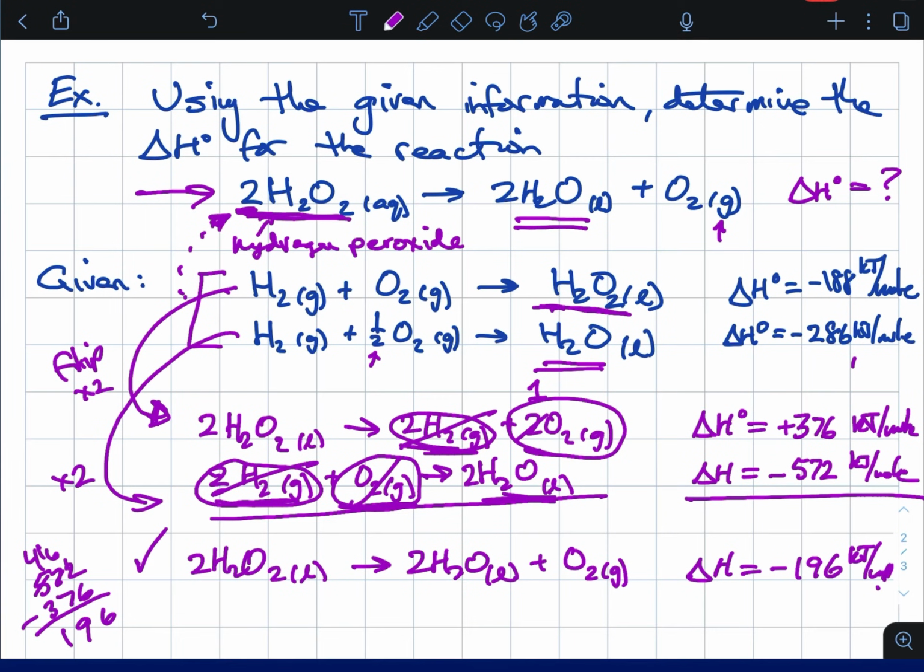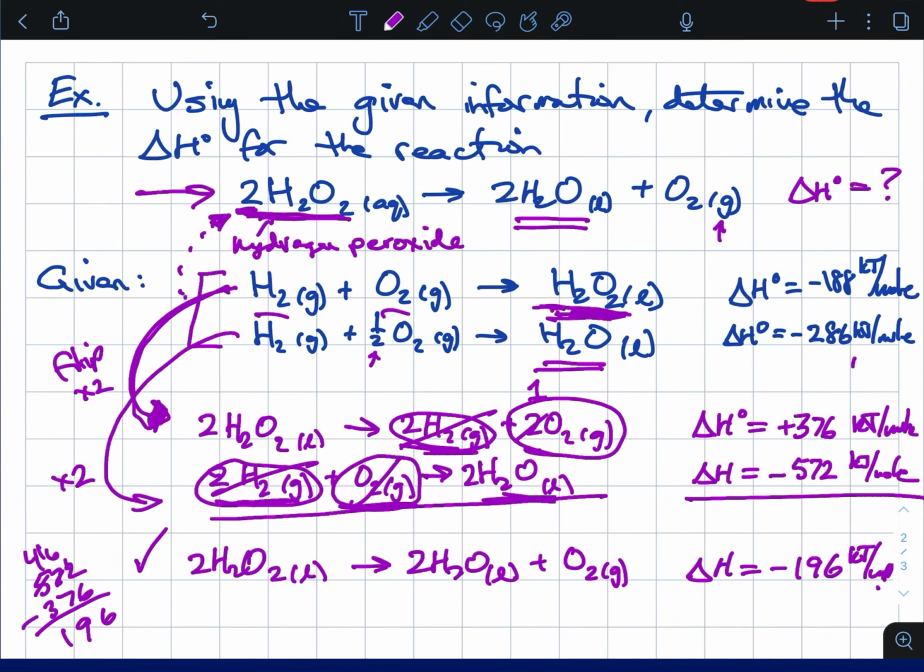Okay, so what have we done here? Or better yet, what am I queuing on? Like, how did I know to flip and multiply this by 2? Because I'm looking at the things that are unique, right? I've got H2 and O2 in both these reactions. I can't use those to guide how to get to the final reaction. But I've only got H2O2 in one place. That's got to come from here, right?